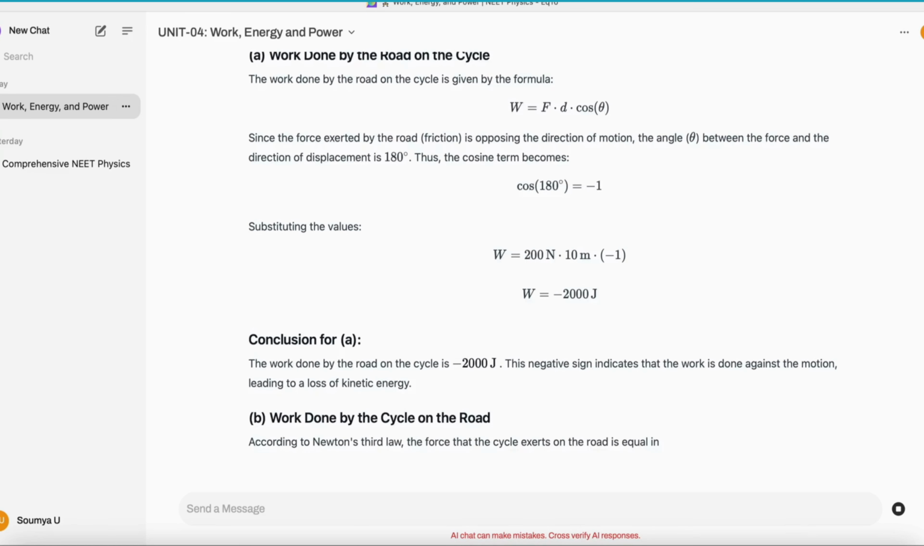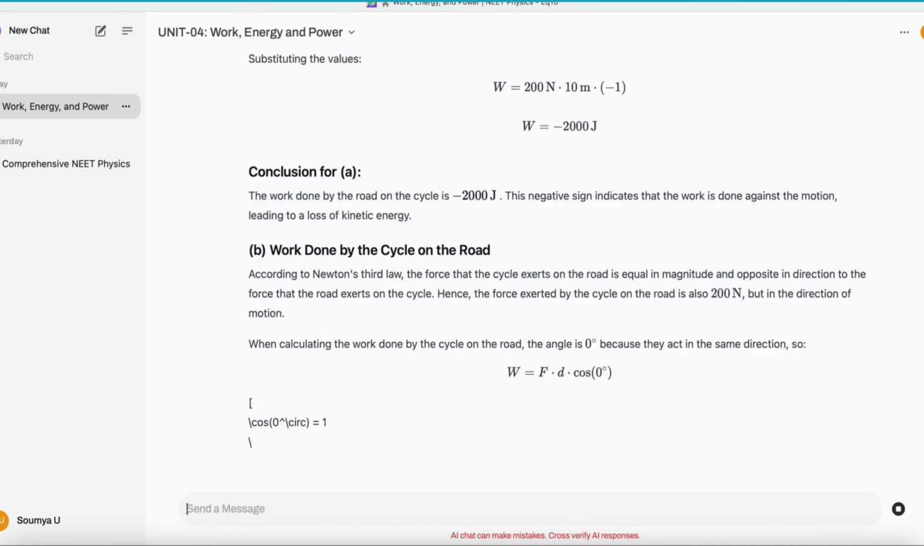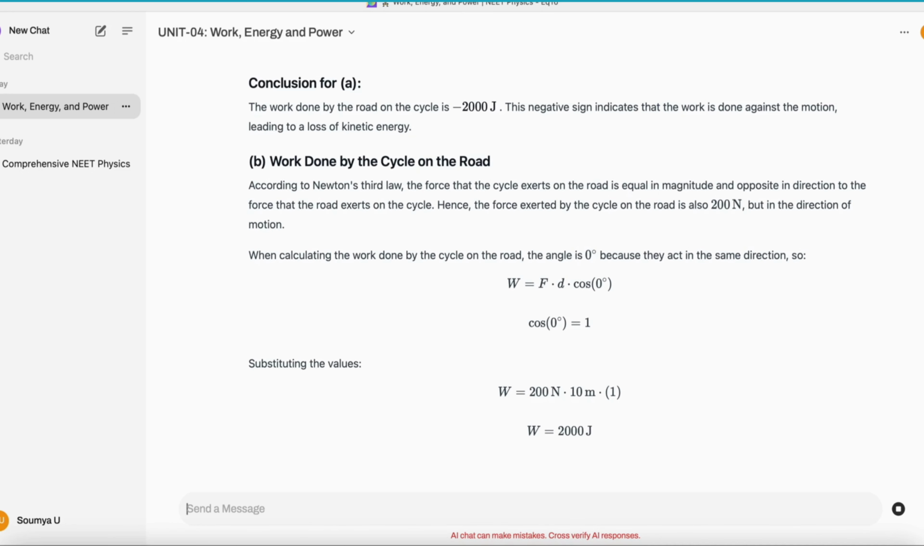B. Work done by the cycle on the road. According to Newton's third law, the force that the cycle exerts on the road is equal in magnitude and opposite in direction to the force that the road exerts on the cycle. Hence, the force exerted by the cycle on the road is also 200 Newton, but in the direction of motion. When calculating the work done by the cycle on the road, the angle is 0 degree because they act in the same direction, so W equals F dot D dot cosine 0 degree. Cosine 0 degree equals 1.